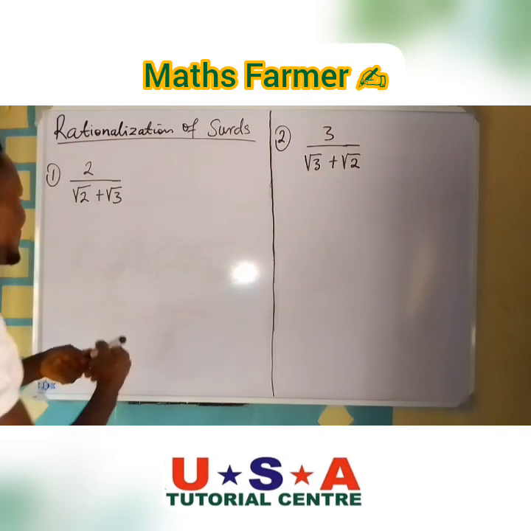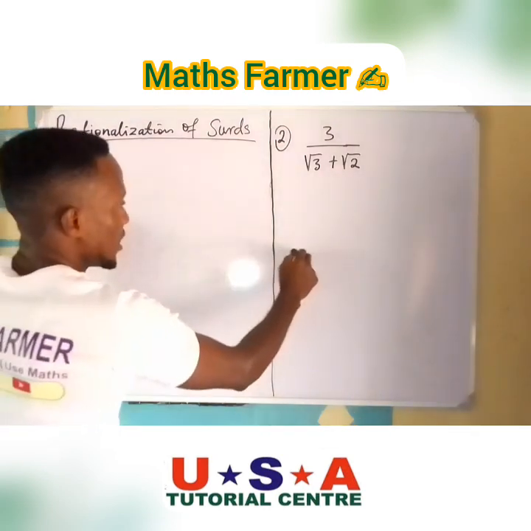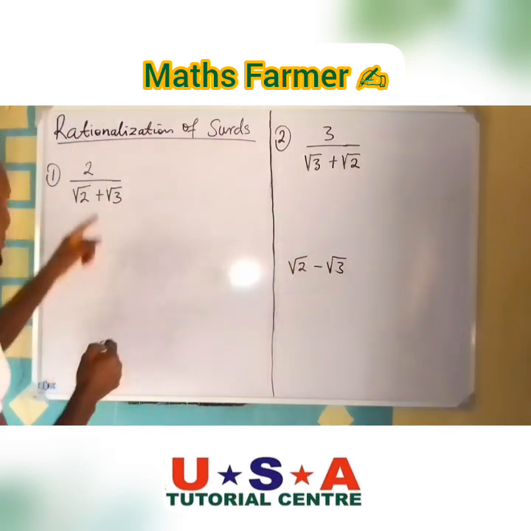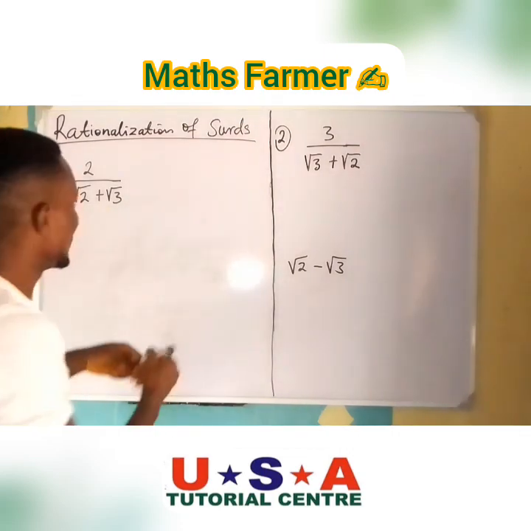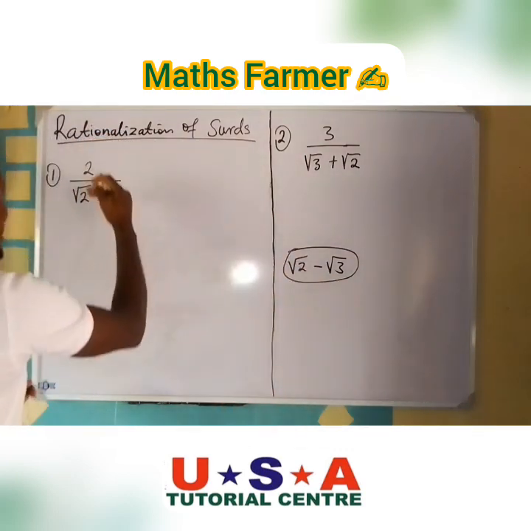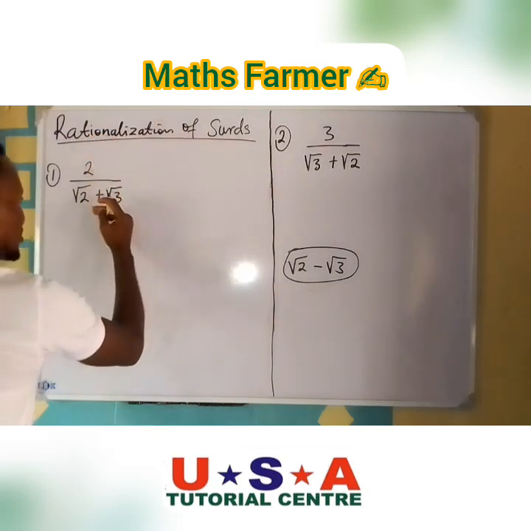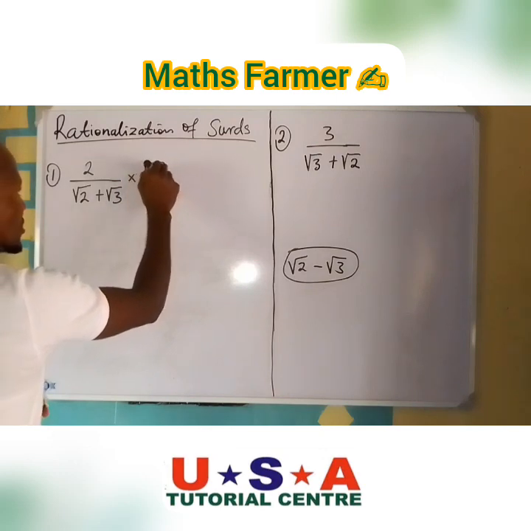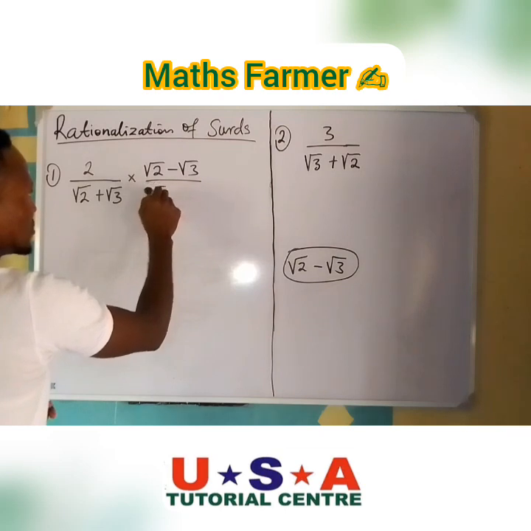So if you conjugate this expression, we are going to have root 2 minus root 3. That's what conjugate means. If the sign is positive, you change it to negative; if negative, you change it to positive. Since we have the conjugate, we use it to multiply both the numerator and the denominator. So we multiply by root 2 minus root 3, all divided by root 2 minus root 3.